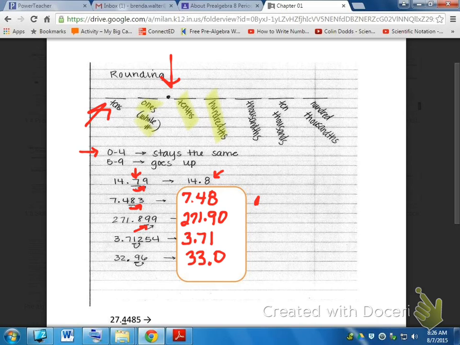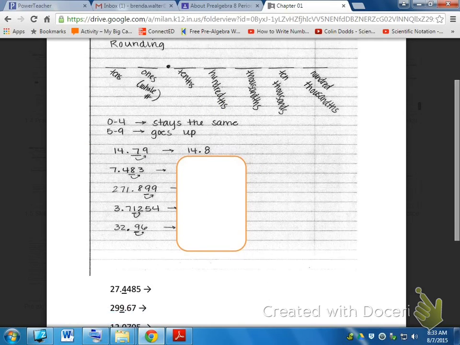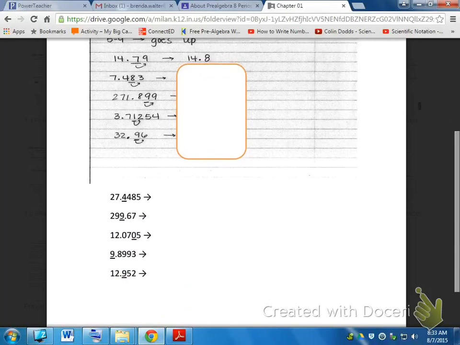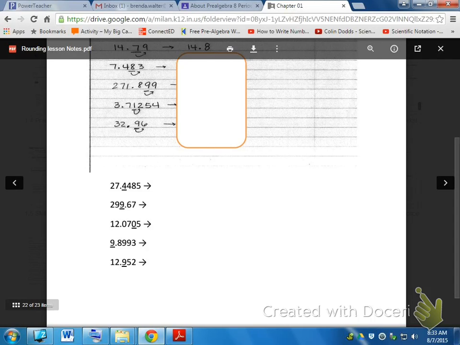All right, is there anybody still writing red? All right, we're going to move on to these examples down here. I've got 5 more. We'll see how we do on these. So 5 new people, let's say. 27.4485 looks like we're rounding to the nearest tenth. Layla, what do you think? 27.4. Yep, 27.4, and you'd be done. Don't write any more digits.